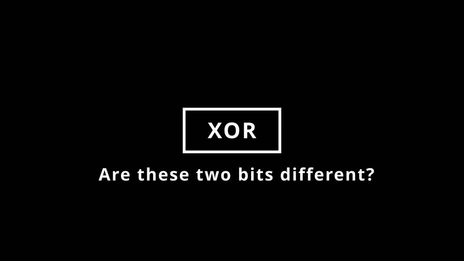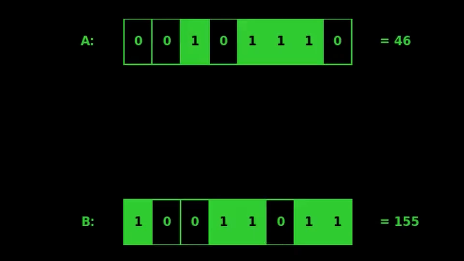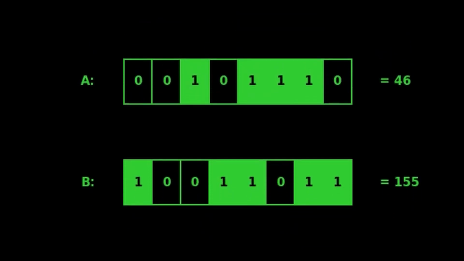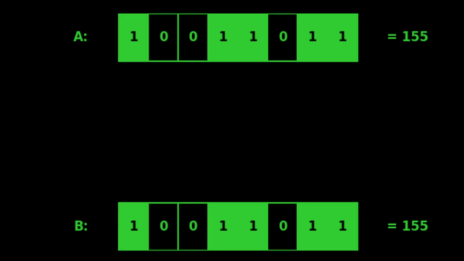XOR is like asking a question for each bit. Are these two bits different? If the two bits are the same, the answer when you combine them is 0. If they're different, the answer is 1. When we combine two bytes, we're XORing each bit of the number and put them together as a byte. If we were to XOR the binary for numbers 46 and 155 together, for example, we get the binary for number 181.